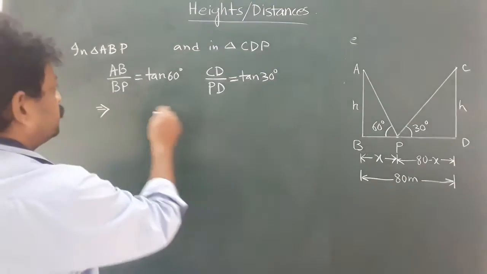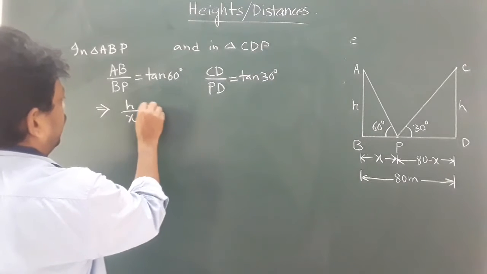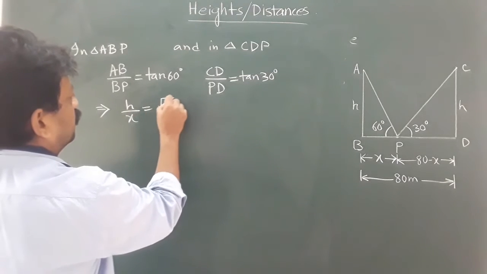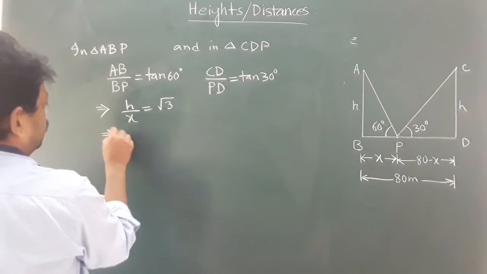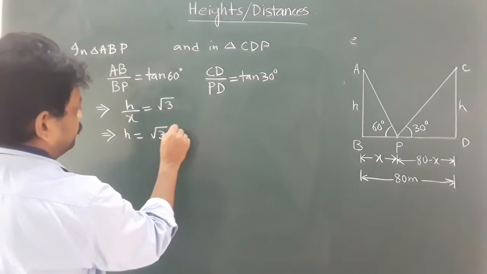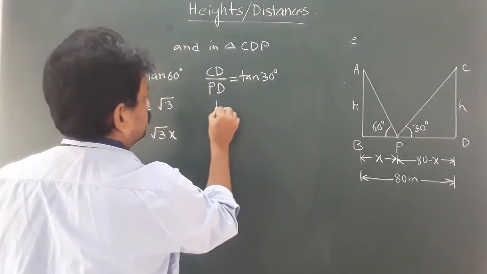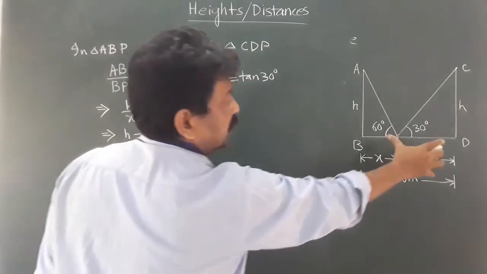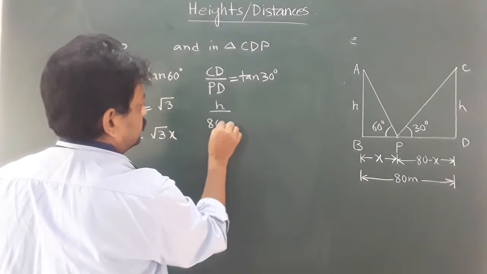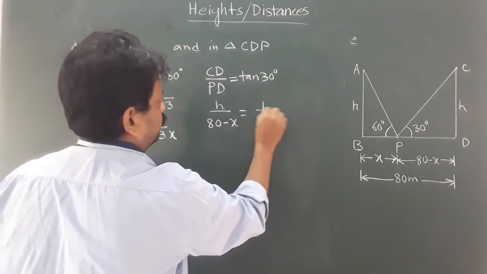Now AB is h, BP is x, and tan 60 is root over 3. So here the value of h is root 3 x. CD is also h, PD is 80 minus x, and tan 30 means 1 upon root 3.